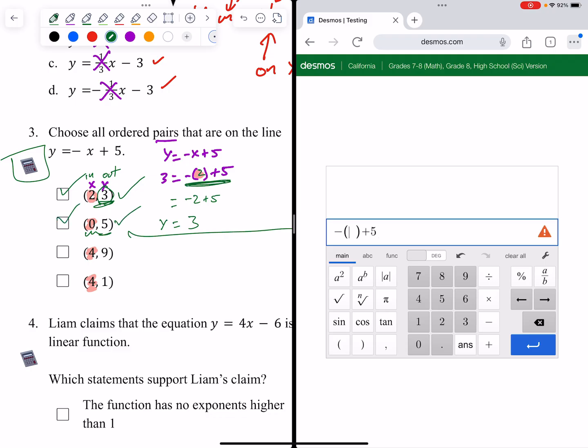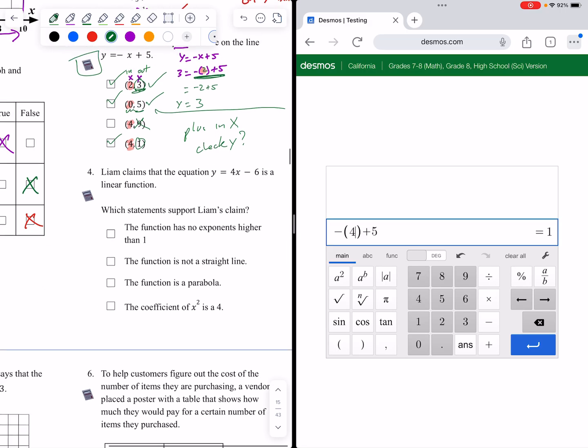And then I'm going to plug in a 4. The 4 gave me a 1. It is not 9. It is 1. So that one is correct. So the one that didn't work out was the 4, 9. But you see, right, the calculator is so much nicer because I don't have to retype this over and over. I can just plug in x and then check your y, right? What did you get? That's your output. All right, so let's close that.